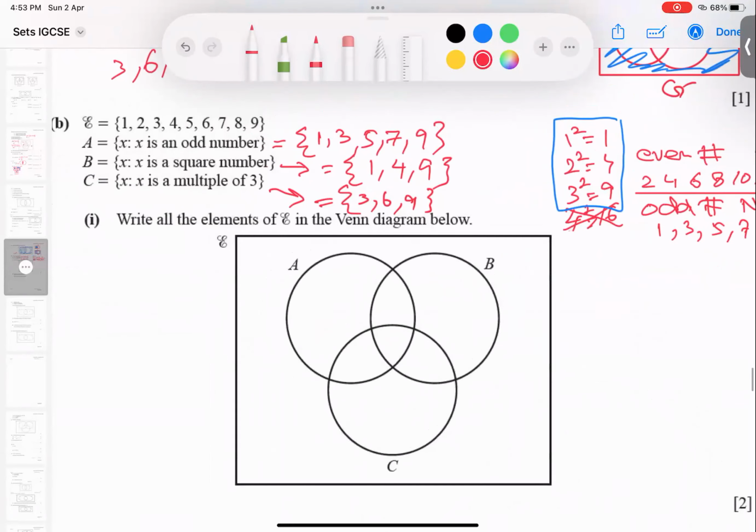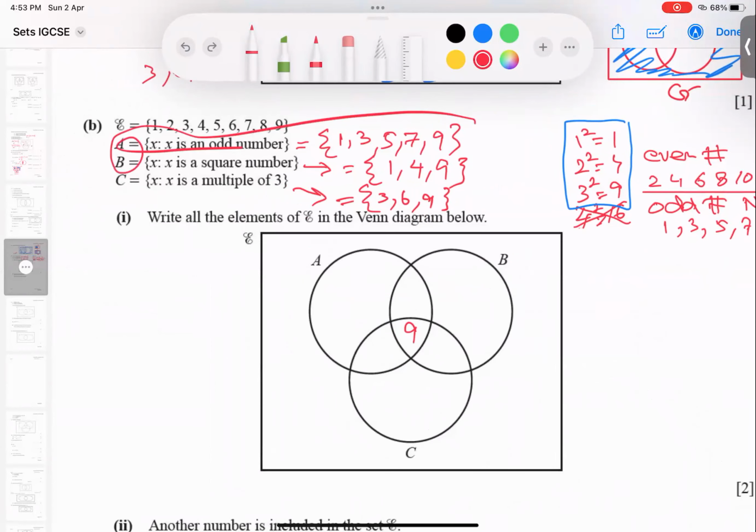First of all, the best technique is to start from the common part. And 9 is common among all 3 circles. After this, you think about AB. Concentrate on AB. AB means the first two circles, first two sets, sorry. Except 9, which I have taken already, what is common further? 1 is common. So it is very clear.